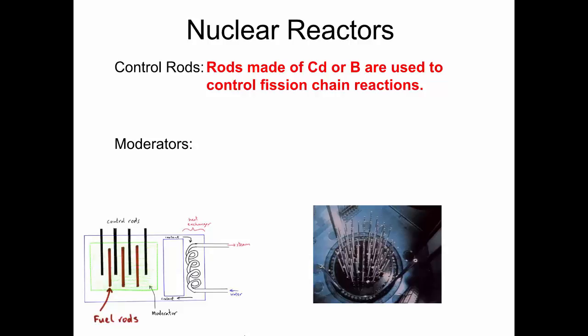There's also a moderator, which is a substance, typically water, that will slow down the neutrons that are released. The neutrons need to be traveling at the proper speed in order to initiate this breakdown, this nuclear decay. These moderators help that to happen.